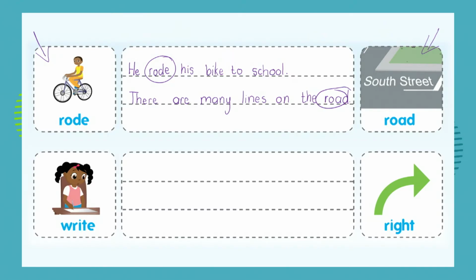We have write, so we write sentences, and we have right as in the direction. So let's write our first sentence. I write a lot of letters to my friends.